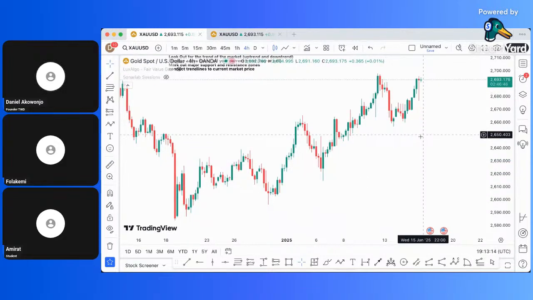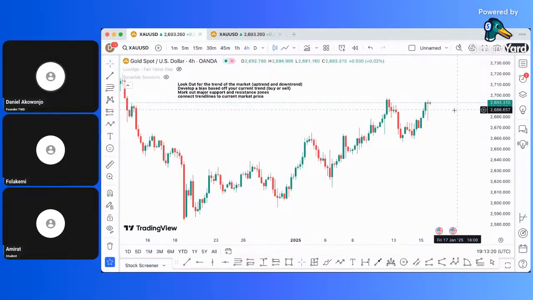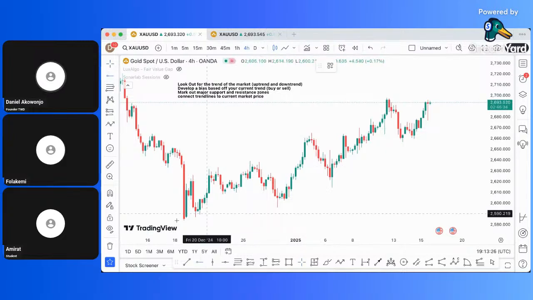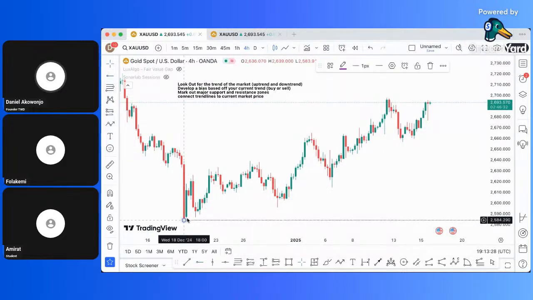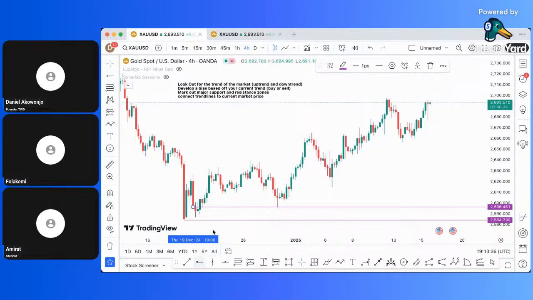So now the second rule we have there is develop a bias. So our bias based on the current market trend is what? Buy, right? Now I want to mark out major support and resistance zones. Now, if you look at this chart from this point, you can see this is a support zone. This is also a support zone, major support zone. This is also a major support zone.